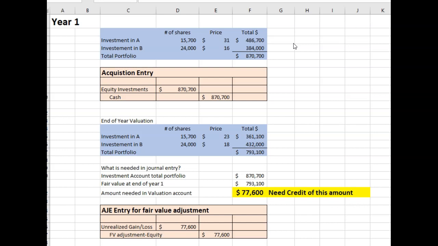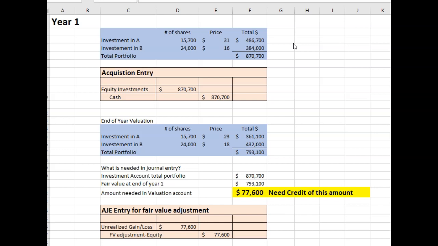So when we get ready to do the adjusting journal entry, we look at the investment account, the total portfolio at the beginning, the fair value at the end of year one, and what we need is a 77,600 credit, right? So we're going to do unrealized gain or loss, and in this case it is a loss of 77,600. My fair value adjustment account had a zero balance before I did this. So let's assume this is the first year of doing any investments. And now this is a contra asset type account, right? And it's going to have a credit balance of 77,600.